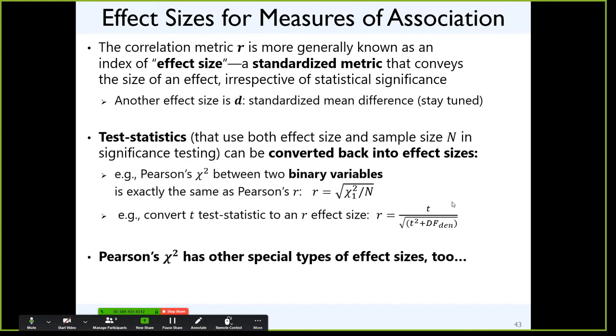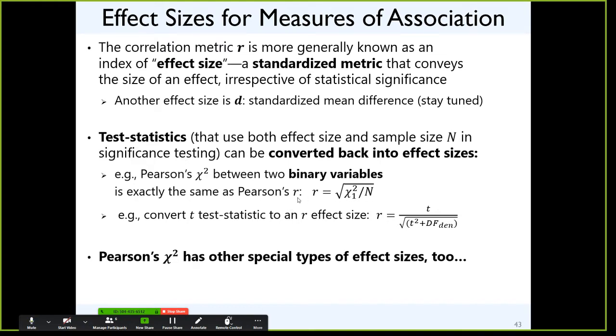So test statistics have two things embedded in them: sample size and effect size. We want to be able to separate out those things in reporting. So it's not just enough to know that something is significant. We want to be able to characterize the absolute magnitude of the relationship that we're describing.